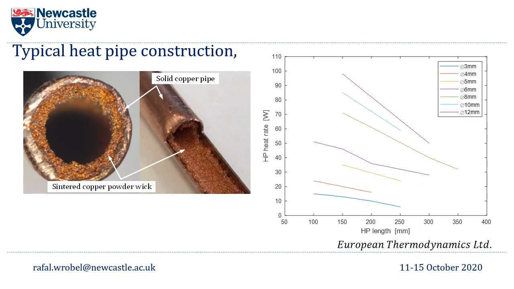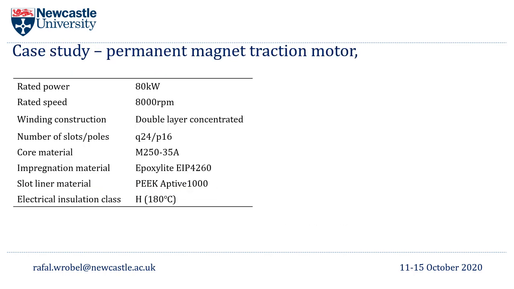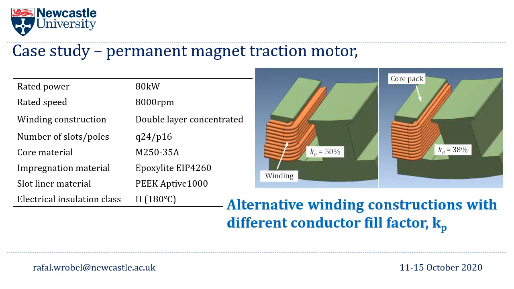A typical datasheet of a heat pipe includes heat rate and also some mechanical parameters among other information, including temperature range as an example. For the purpose of this analysis, a permanent magnet traction machine was used with basic information listed in the table. Two winding arrangements are being analyzed.